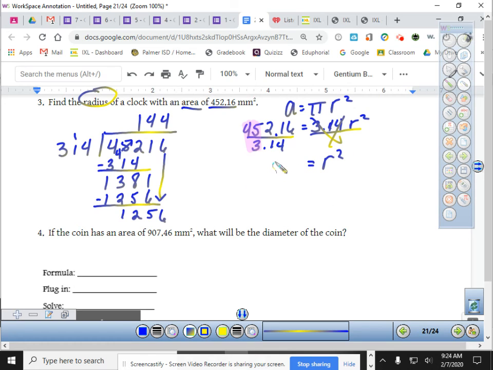What is r squared equal? 12. It is not. What is r squared equal? Oh. I wrote it down. It's pretty easy. 144. Good job. And now what do we do?